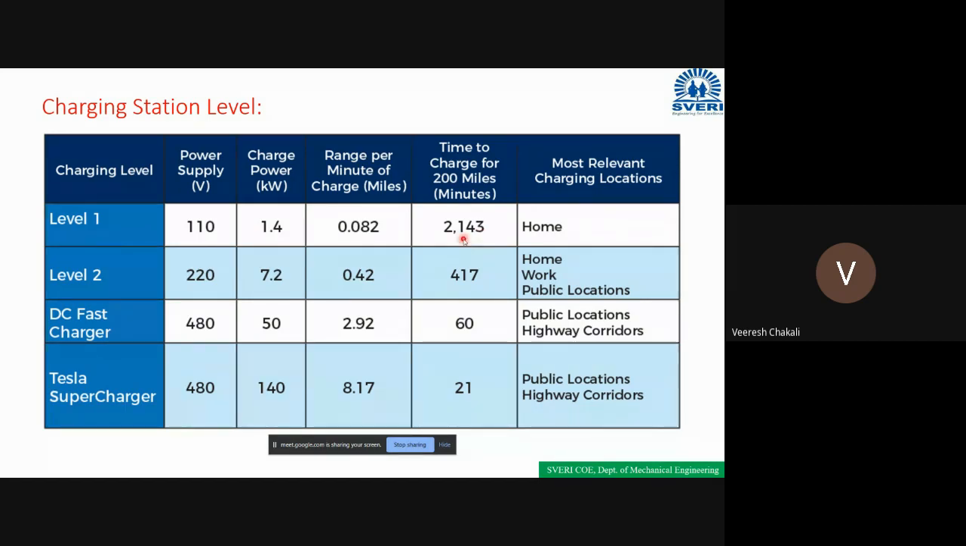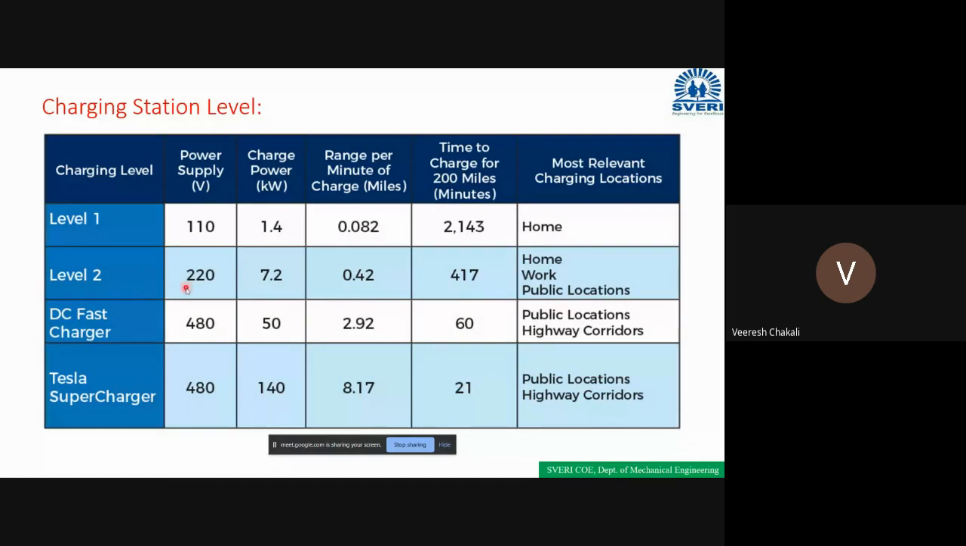Is it right? Approximately 35 hours. Yes, sir. Okay. So if we charge for 35 hours, then we can travel a distance of approximately 200 miles. 200 miles is approximately 320 kilometers. 1 mile is equal to 1.6 kilometers. Clear? So this level 1 charger mostly can be used at home. घर पे use कर सकते हैं अपन.